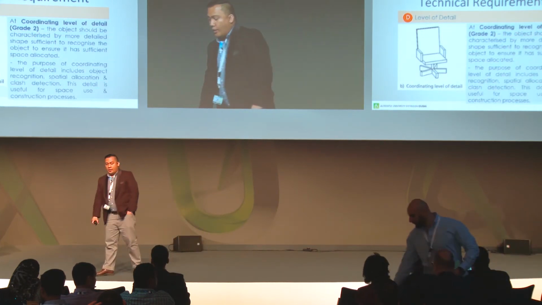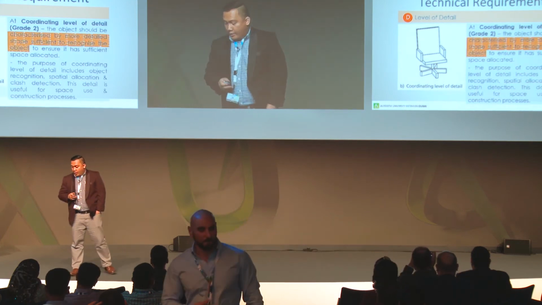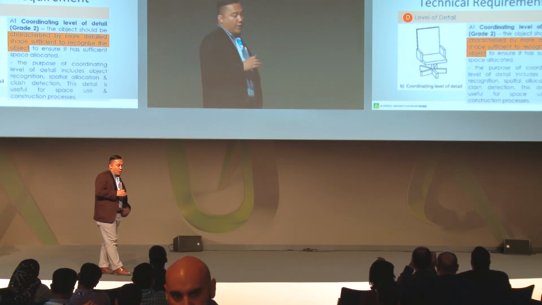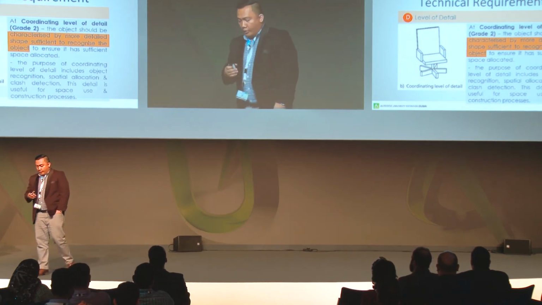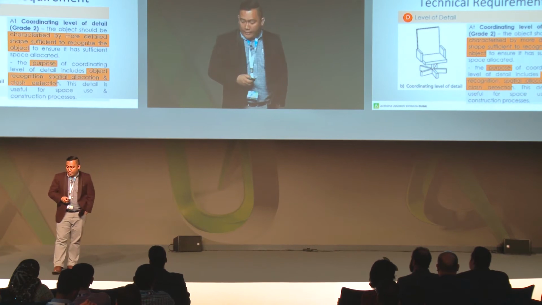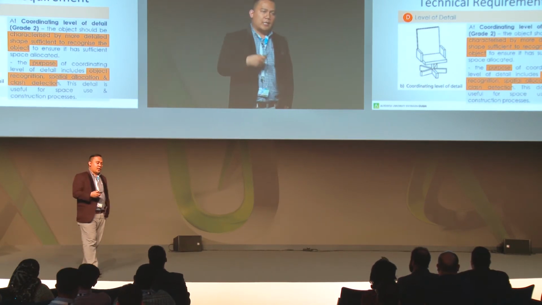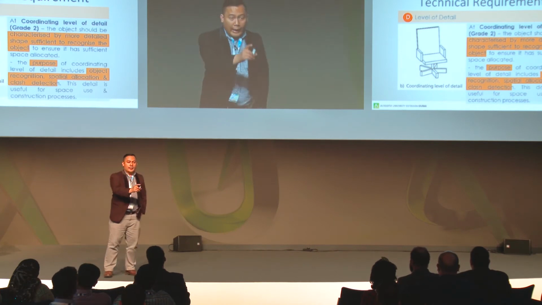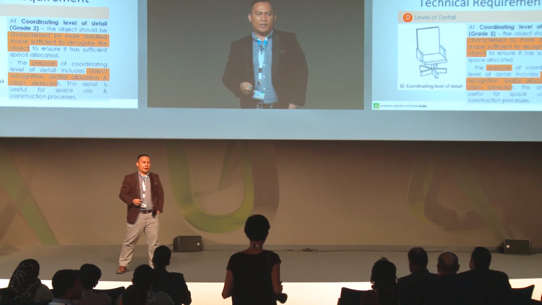The second one is what we call connecting level of detail, or grade 2. The object is characterized by a more detailed, sufficient version of grade 1 in order to recognize the object. The use case for this one is object recognition, spatial allocation and class detection. So you don't need a very detailed model to perform class detection.